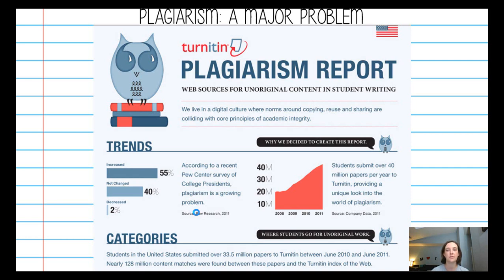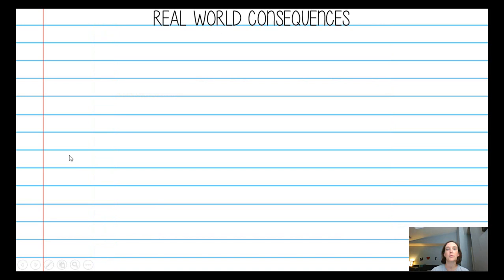When Turnitin receives papers, they're able to track how many instances of plagiarism they've received. In 2008, there were about 20 million instances. As of 2011, it had gone up to 40 million instances of plagiarism. So it's really kind of an epidemic in education. I want to talk to you about the real world consequences of plagiarism.